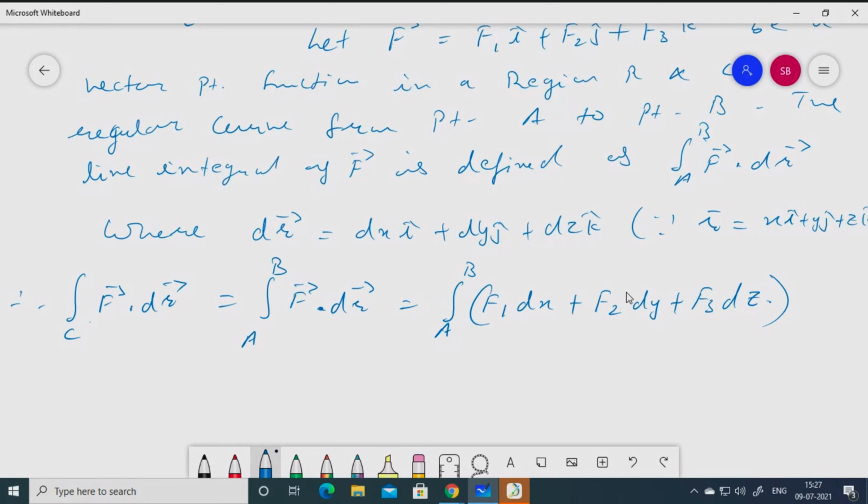But understand this: you are integrating this vector along a given curve, so that curve will be given to you. It will be given in a particular form, which means one variable can be written in terms of the other variable. With the help of such a curve, the question will be converted to the x variable or y variable or z variable. Only one variable. Once it is converted to one variable, you can integrate it. Is it or not?